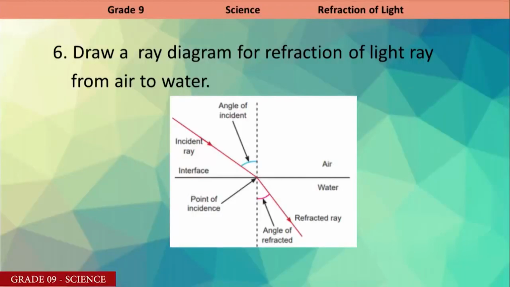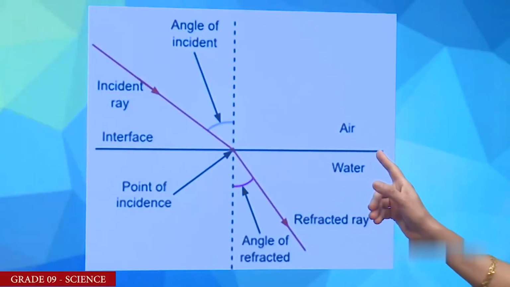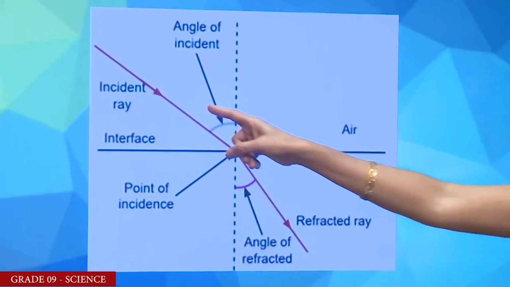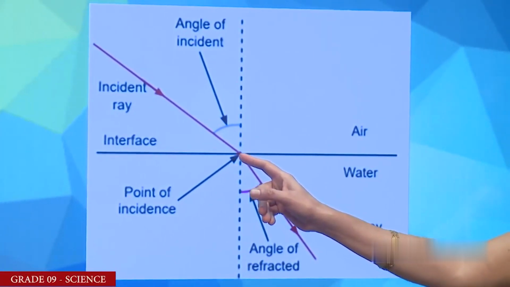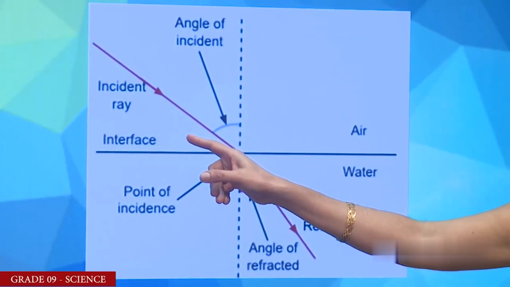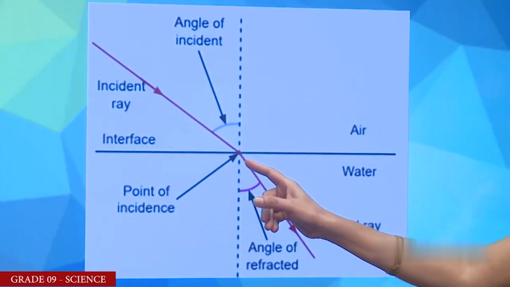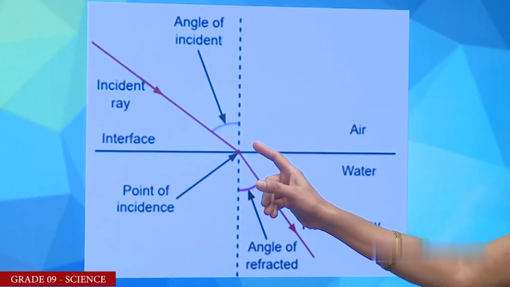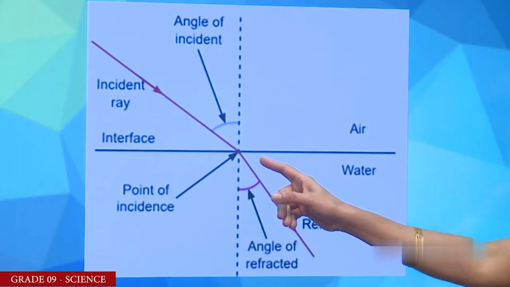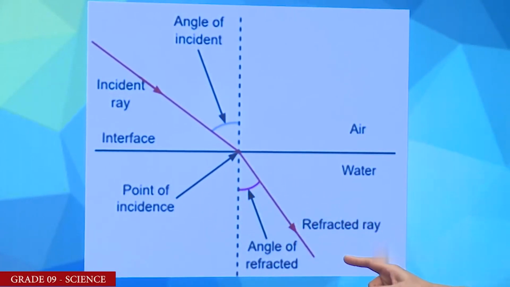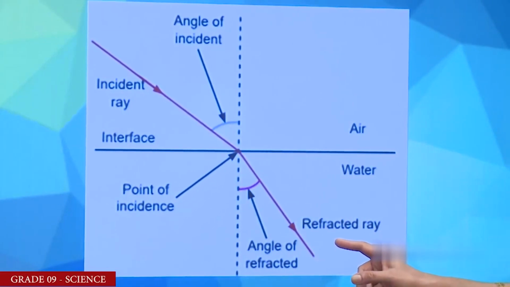You can see here two transparent media we used, air and water. So, this is the interface, and this is the light ray that is falling on the interface. We call it incident ray, and this is the point where the light ray hit the interface. We call it point of incidence, and this is the light ray that is transmitted through water. We call it refracted ray.